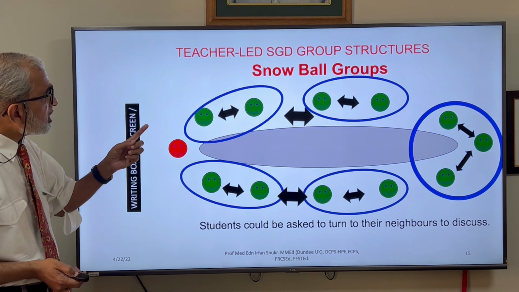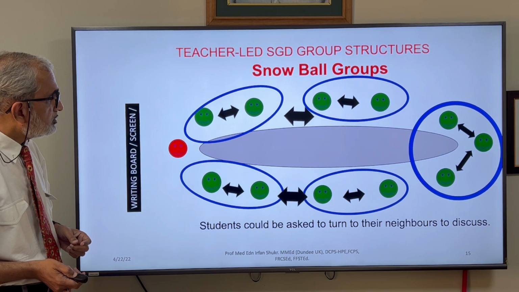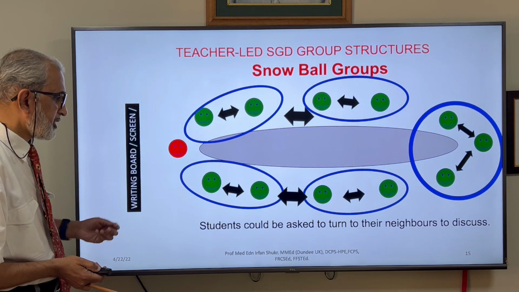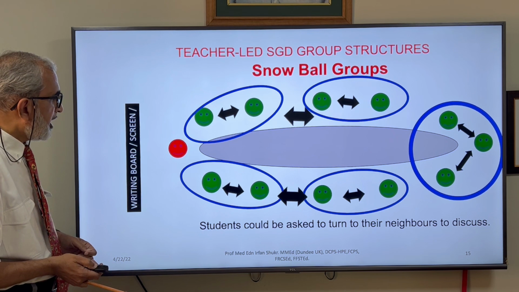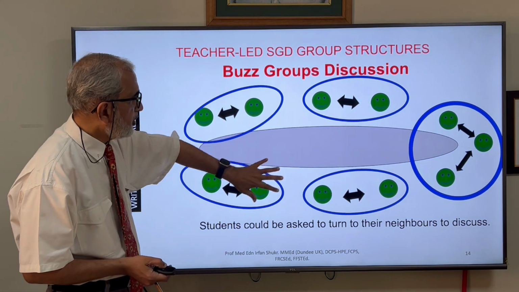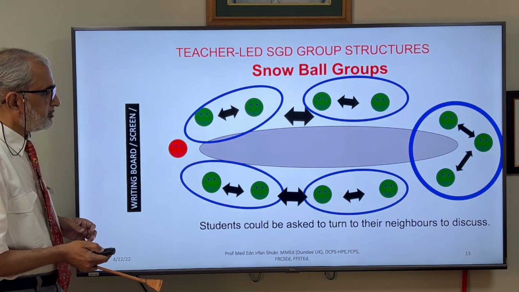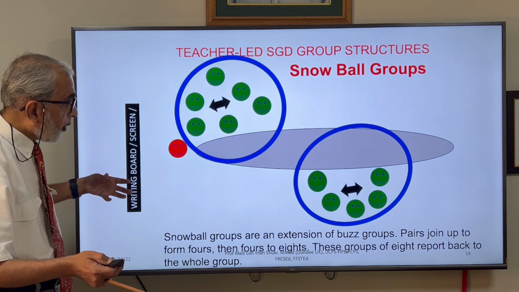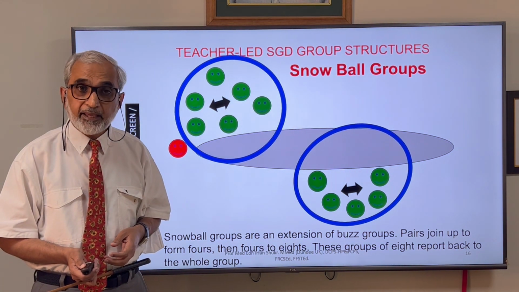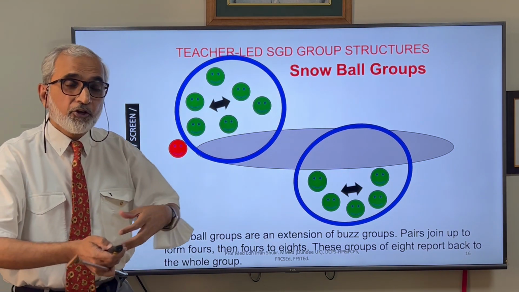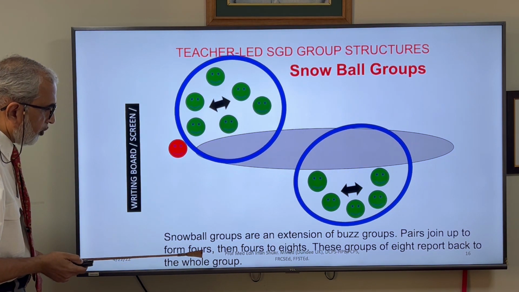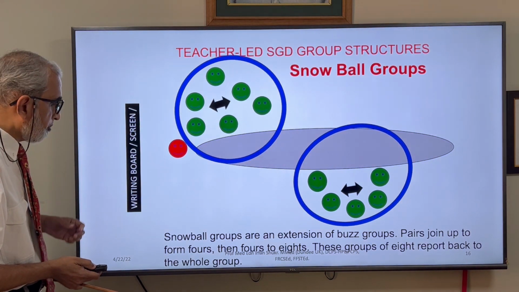What is happening in this? These are snowball groups. Students could be asked to turn to their neighbors to discuss. Initially there were these buzz groups, 1, 2, 3, 4, 5. Once they have discussed something, the buzz groups combine together to form larger groups to discuss, like a snowball. Because as a snowball rolls, it grows more and more. Snowball groups are an extension of buzz groups. Pairs join up to form 4, then 4 to 8. These groups of 8 report back to the whole group.